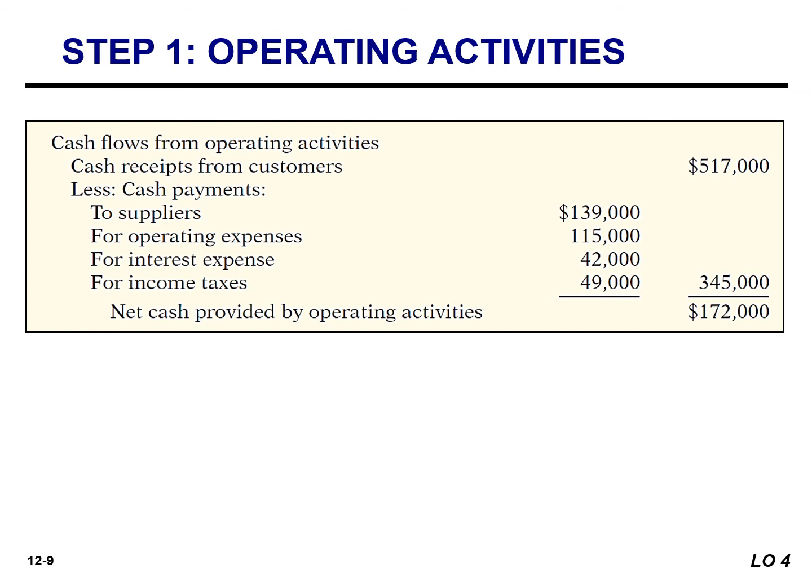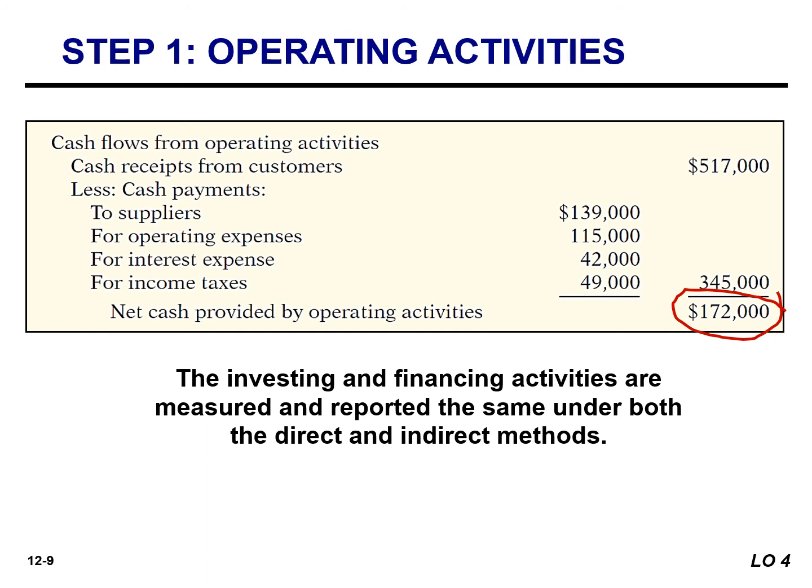Under the direct method, we report only major classes of operating cash receipts and cash payments, and the difference between the cash receipts and cash payments is the net cash provided by operating activities. The investing and financing activities are measured and reported the same under both the direct and indirect methods. When a company uses the direct method, it must also provide in a separate schedule the net cash flows from operating activities using the indirect method.